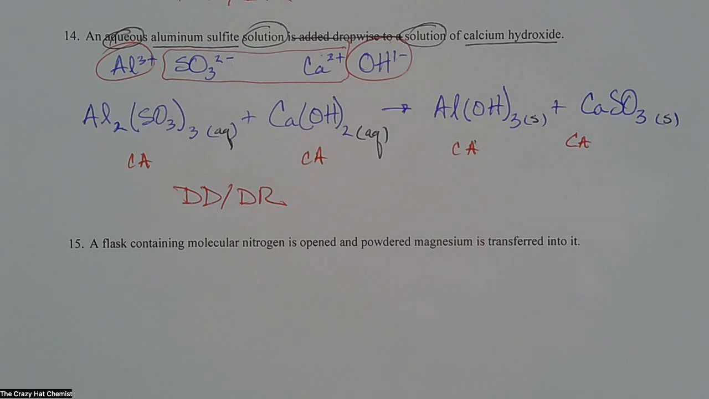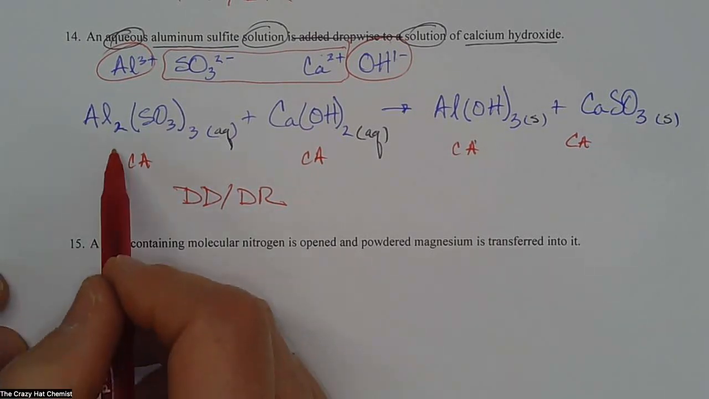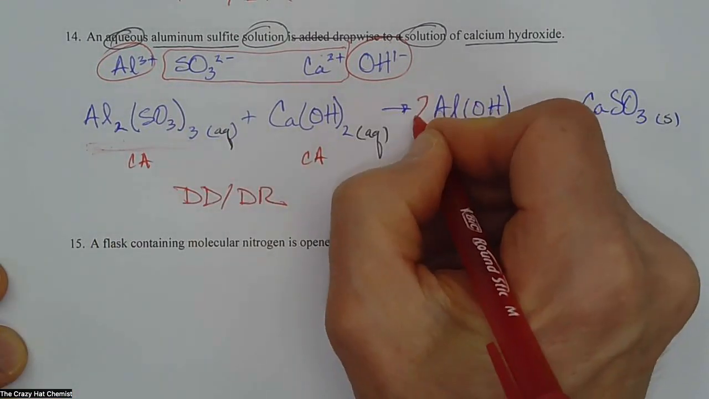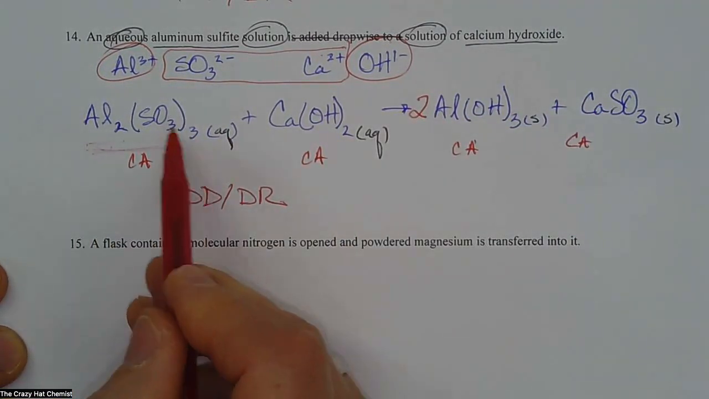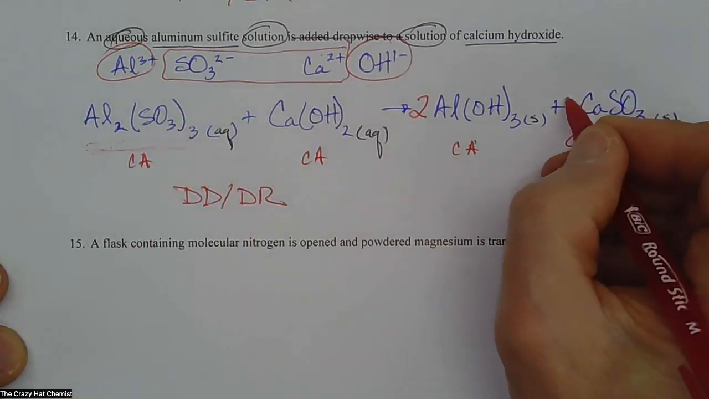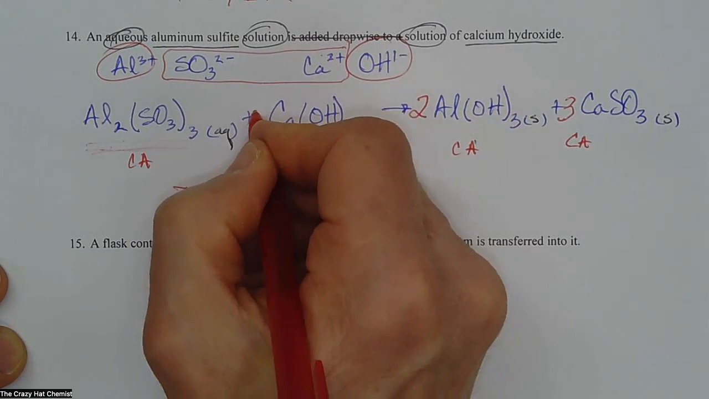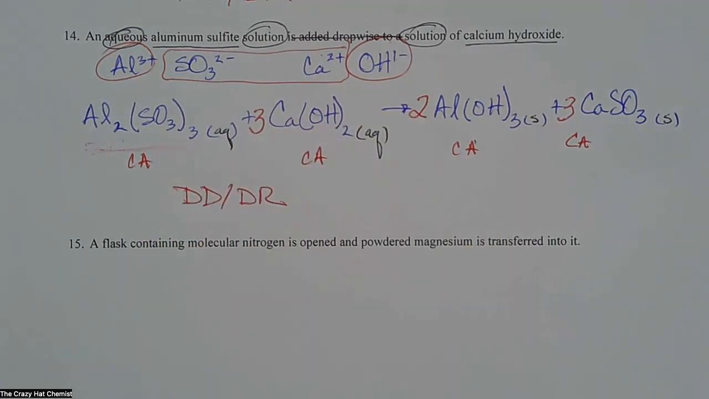All right. Now what we're going to do is we're going to balance this baby. We're going to look for the most complicated thing, that's obviously right here. I got 2 aluminums, I'm going to place 2 in front of that aluminum. I got 3 sulfurs, and I'm going to place a 3 in front of that. That gives me 3 calciums, and that's 3 calciums. And you're going to double check with the number of oxygens and hydrogens, but they will be balanced with this as well. All right, perfect. That is number 14.